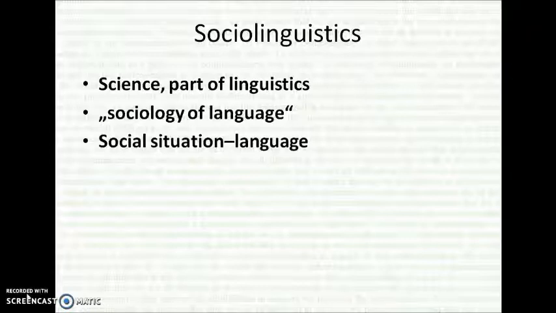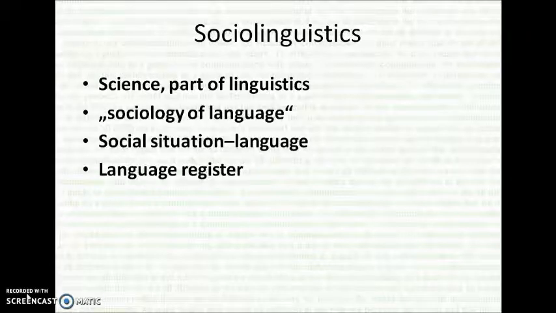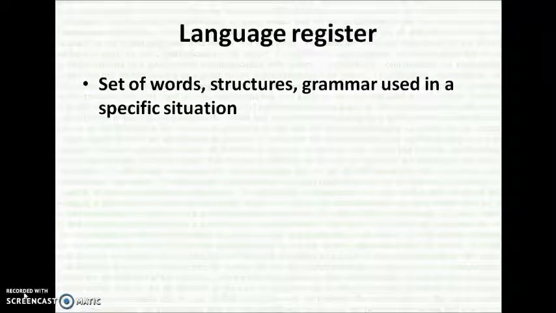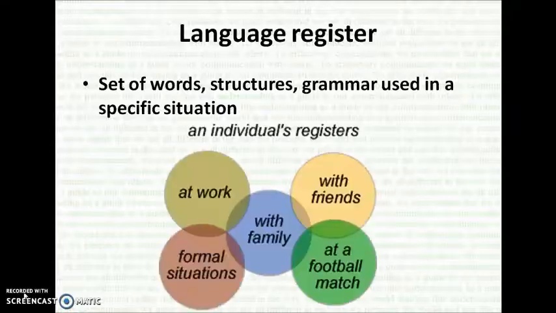The specific language we choose for a particular situation is called language register. Language register is the specific set of words, structures, and grammar used in a particular situation. It is closely connected with formality of the used language, which we talked about during the previous lessons. For example, we use different language registers when we talk with friends, with family, when we talk to somebody at work, when we need to be very formal, or when we are at a sports match.